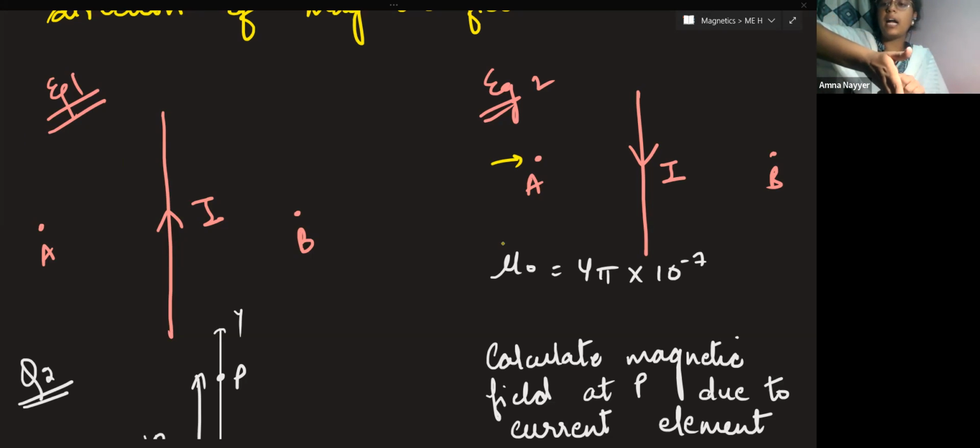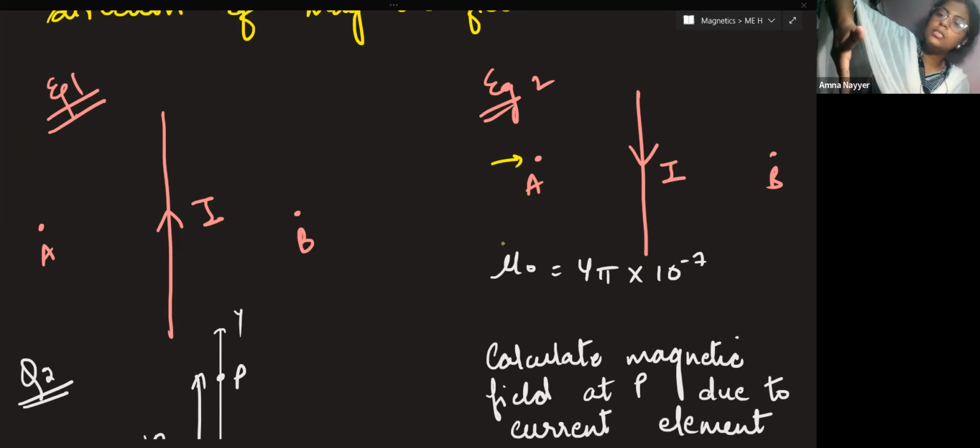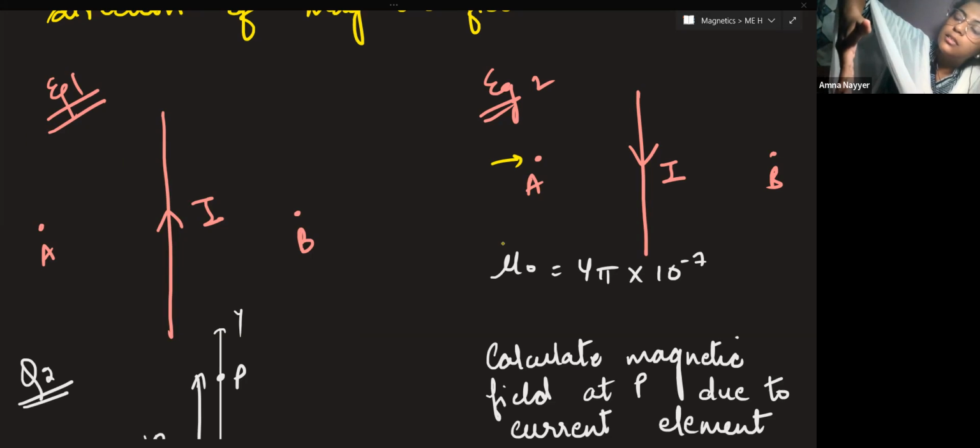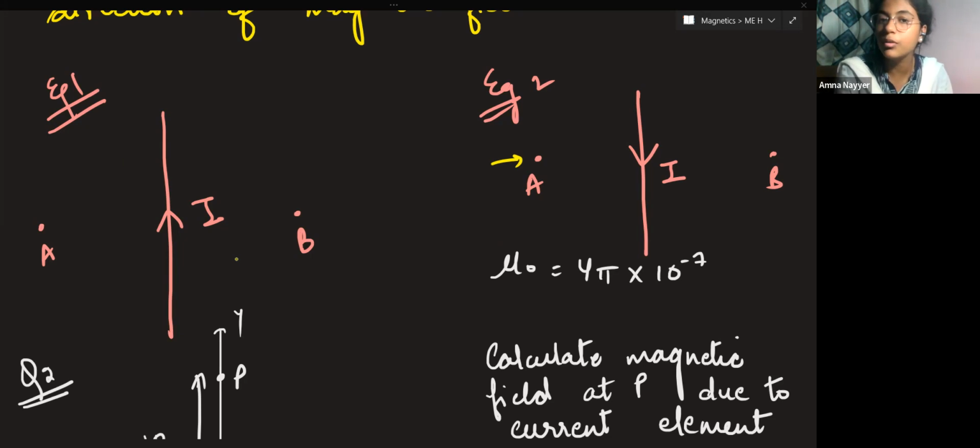So if I keep my hand like this and I curl it, thumb is leading into the page. Is it clear? If I keep it like this, I'm not able to curl it towards a point. If I keep it like this, downwards, and then I curl it towards C, this is the direction of current that is going. Curling towards a point, thumb is leading into the page, inwards. So it will be inwards. Now clear to all of you? Two parts we have done.